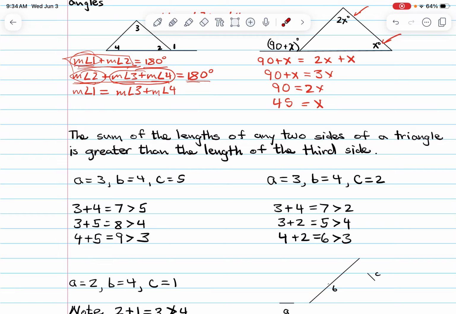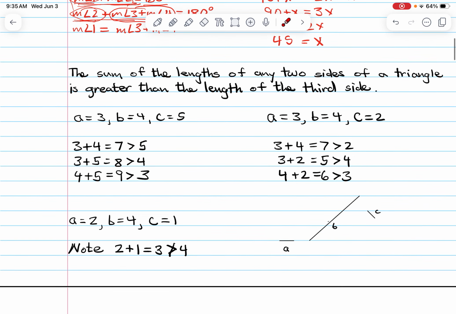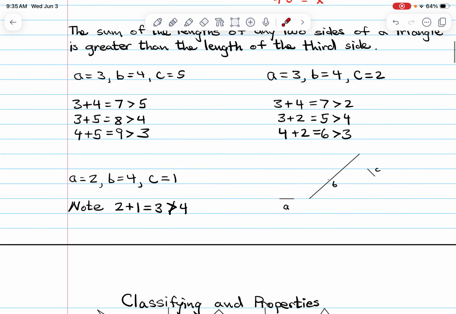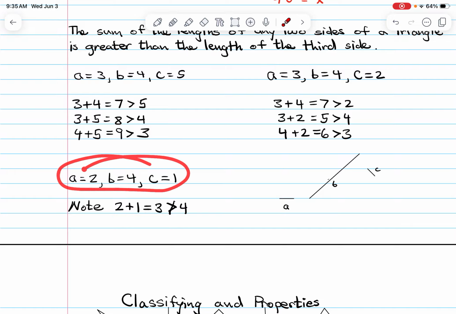Now the same is true over here. 3 plus 4 is 7, bigger than 2. 3 and 2 is 5, bigger than 4. And 4 and 2 is 6, bigger than 3. So you could draw a triangle with those three sides. Now let's look at this one. 2 and 4 is 6, that's bigger than 1. 2 and 1 is 3. Ooh! 2 and 1 is 3, and that's not bigger than 4. So you cannot draw a triangle with those sides.